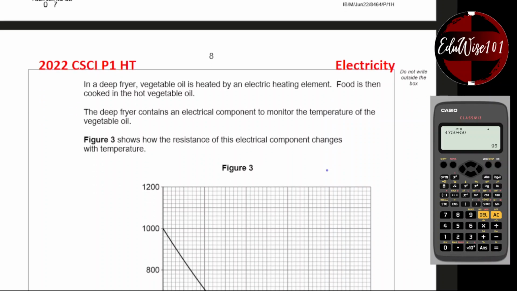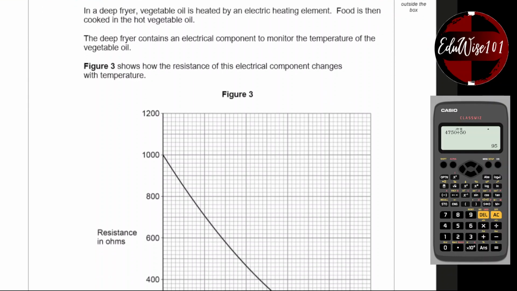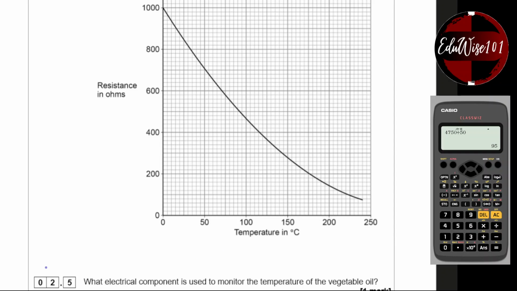Question 2 still continuing. In a deep fryer, vegetable oil is heated by an electric heating element. Food is then cooked in the hot vegetable oil. The deep fryer contains an electrical component to monitor the temperature of the vegetable oil. Figure 3 shows how the resistance of this component changes with temperature. So you have the temperature going from 0 to nearly 250, and the resistance starts at 1000 and it reduces to less than 100.